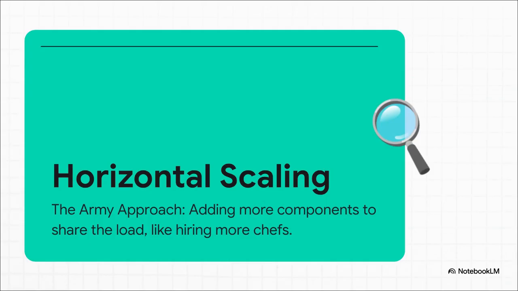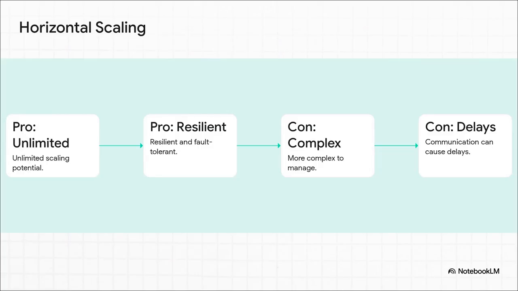So the alternative is called horizontal scaling, or as I like to call it, the army approach. Instead of making your one chef a superhero, you just hire more chefs. If orders double, you get a second chef. If they quadruple, you hire 3 more. You're literally building an army to handle the work. The huge advantage here is basically limitless scale. You can just keep hiring more and more chefs forever, and it's resilient. If one chef calls in sick, the others can just pick up the slack, no problem. But this introduces a whole new world of complexity. Now you have to manage a team, and that is where the real challenge begins.